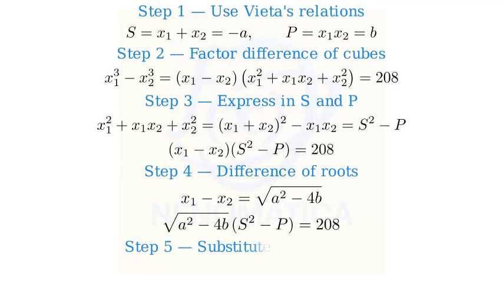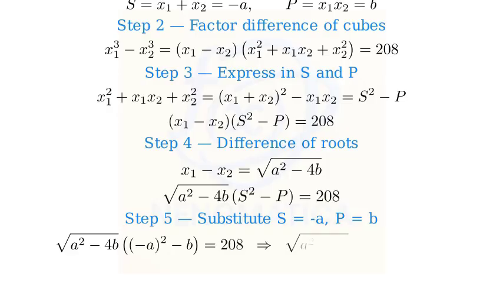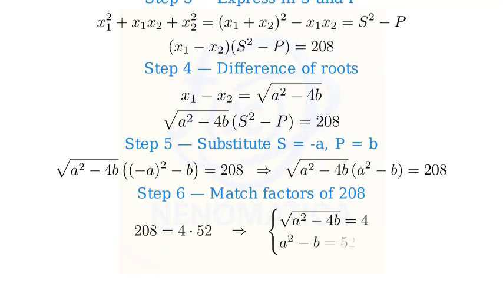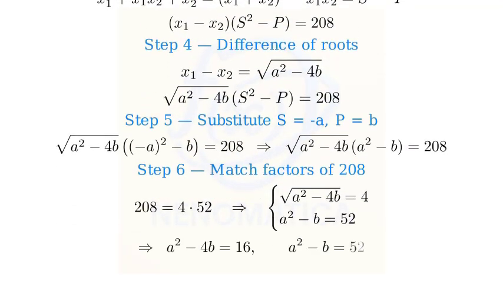Step 5. Substitute s equals negative a and p equals b. We obtain the square root of a squared minus 4b times (a squared minus b) equals 208. Step 6. Factor 208 as 4 times 52 so that the square root term can be an integer. Set the square root of a squared minus 4b equal to 4. Then a squared minus 4b equals 16, and a squared minus b equals 52.